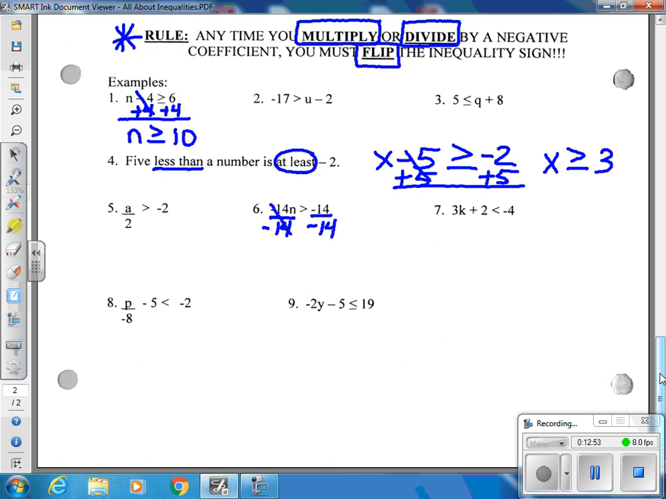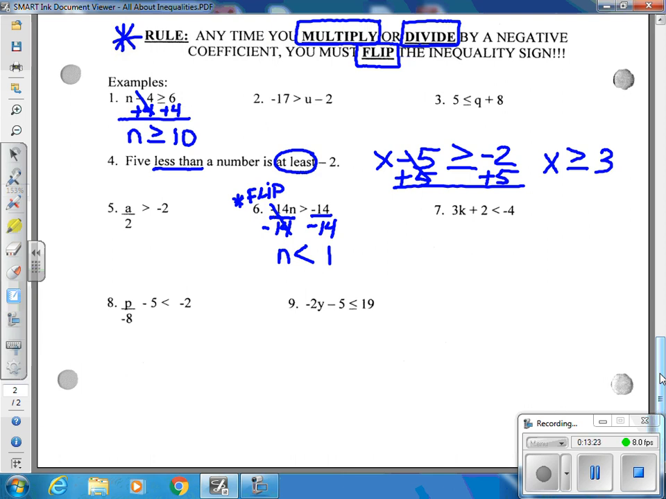Here's an example of where you have to flip. Because I'm dividing by that negative 14, on the other side my symbol has to flip around. So n is not greater than anymore, now it's less than. Negative 14 divided by negative 14 is a positive 1. That's an example of when you need to flip. It doesn't matter if the number on the right is negative. It's the coefficient attached to the letter. If that is negative and you multiply or divide, then you must flip the sign.